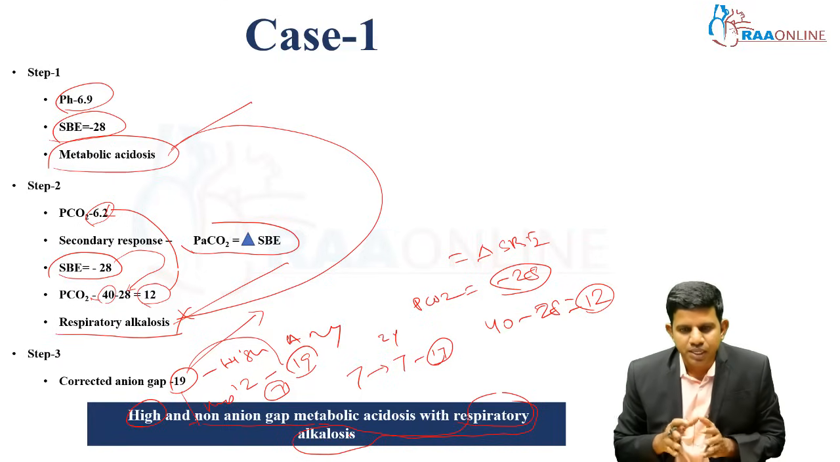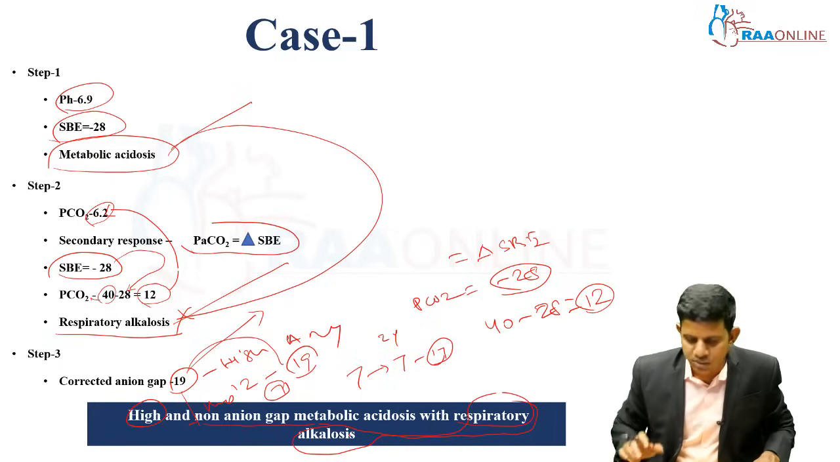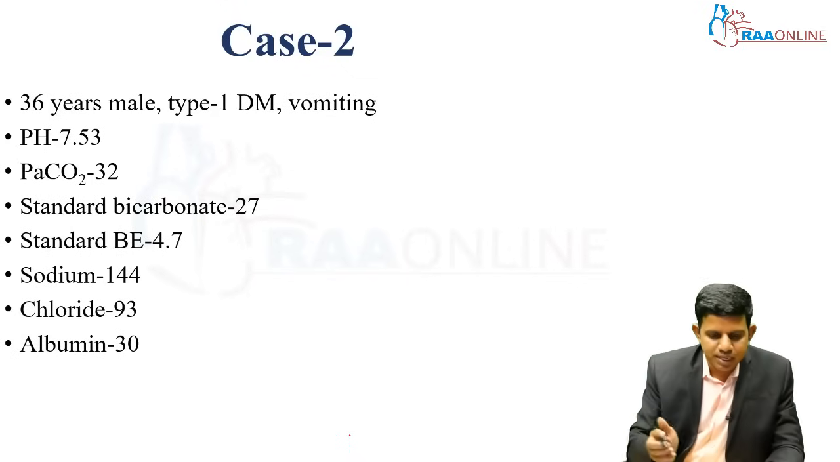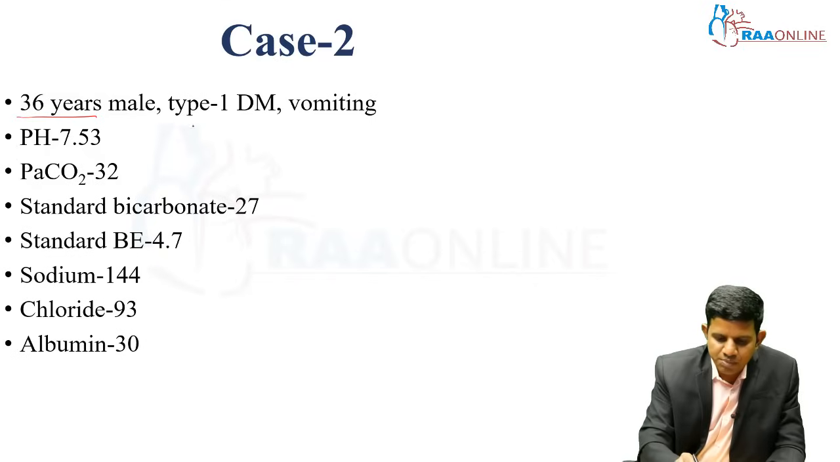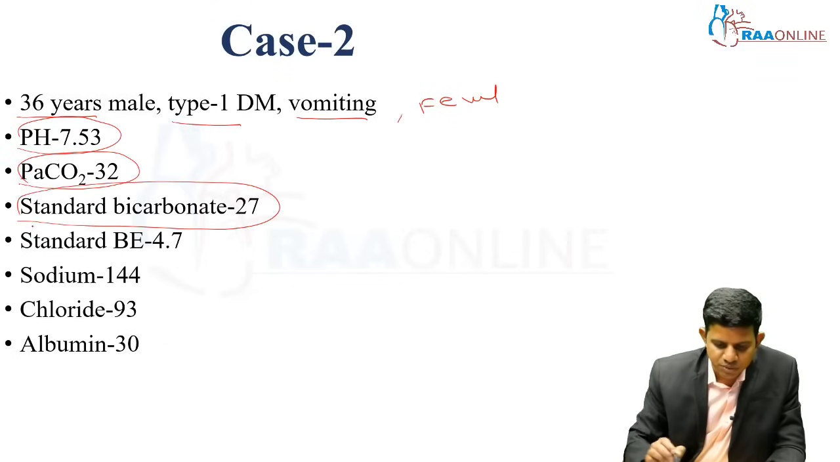This is the way you can use the base excess approach to assess the acid base disorder. There is one more case. It is a 36 year old male with type 1 diabetes coming with vomiting and fever. Okay. So, the pH is 7.53, my PCO2 is 32, then my standard bicarbonate is 27.